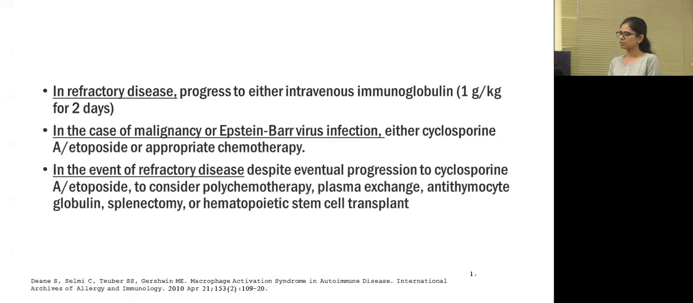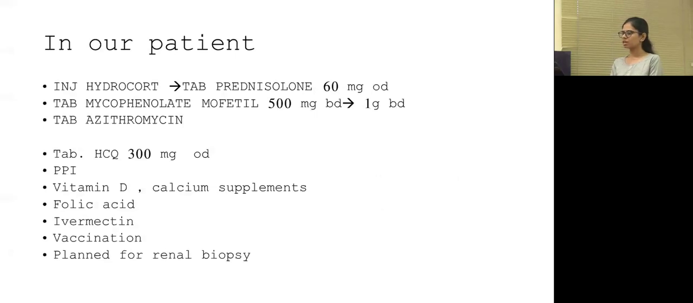And once they are refractory, then we go to IVIG. And in case of malignancy or EBV being a trigger, we consider cyclosporin or etoposide. And if these patients continue to progress, if they continue to be refractory, then we go ahead with splenectomy or hematopoietic stem cell transplant. So in our patient, we did the same.